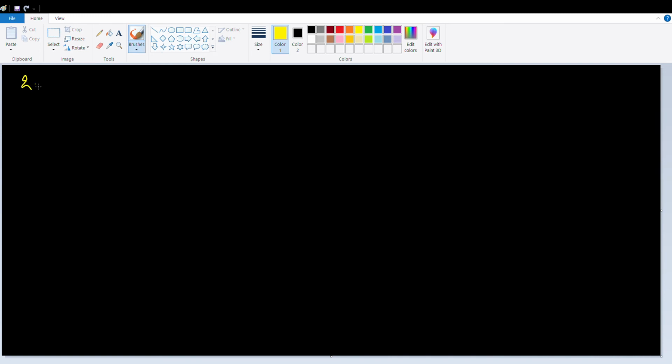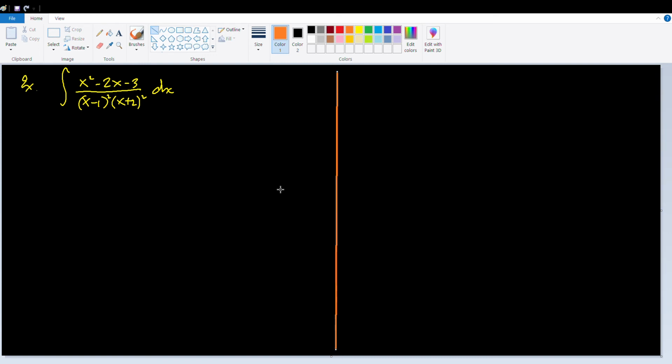Another example. We integrate x squared minus 2x minus 3 all over x minus 1 squared, x plus 2 squared. Okay, quantity dx. Once again, let us disintegrate this or break this down into several partial fractions.